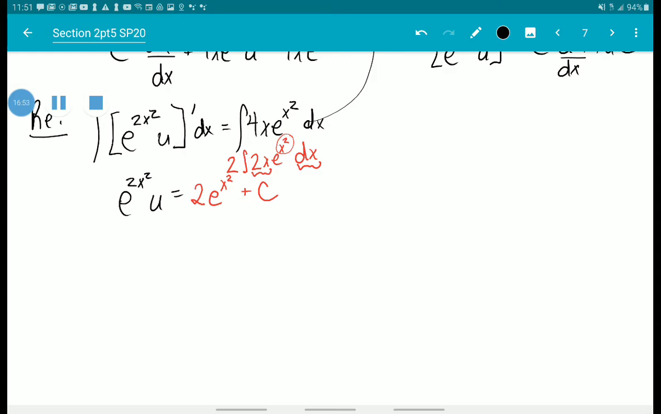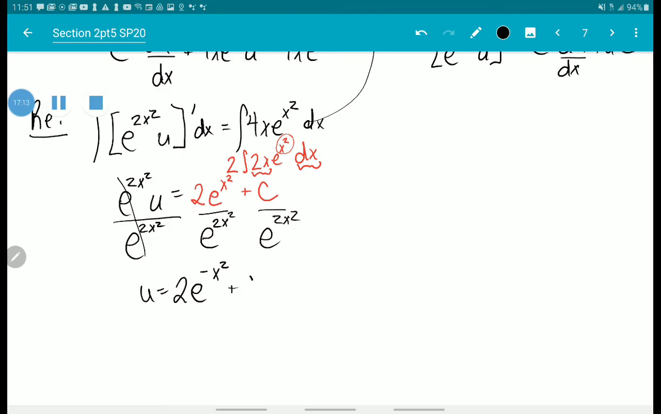So now I like to get u by itself. We can divide everything by the e to the 2x squared. So then our u is going to be 2e to the negative x squared plus c e to the negative 2x squared. Remember, when we combine these, when you divide and you have the same base, you subtract the exponent. So it's x squared minus 2x squared, which is where that negative x squared is coming from.